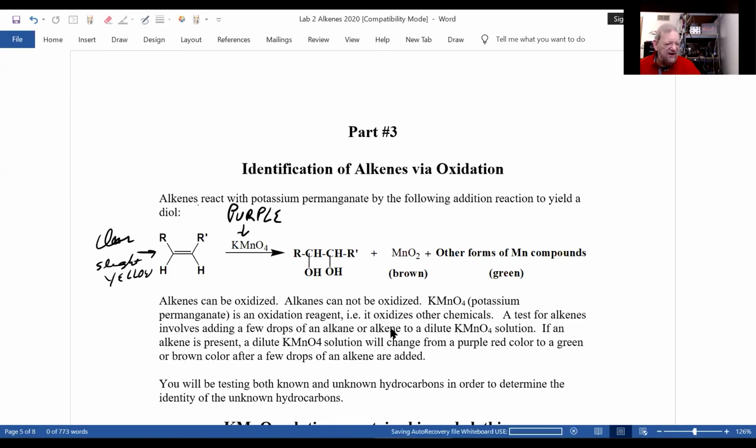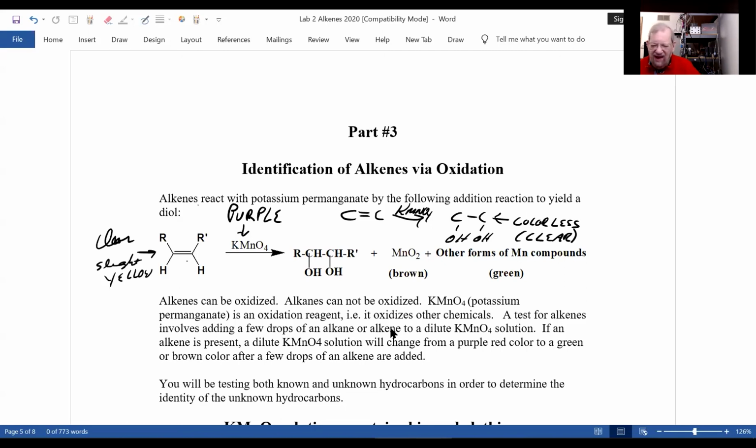Now, this reaction I didn't teach you in the classroom, so I'm trying to keep down to things that are important. But if you have a double bond and react it with potassium permanganate solution, it oxidizes it, and you break the pi bond, and each carbon gets a hydroxyl group. Now, this is colorless. Otherwise known as clear solution.